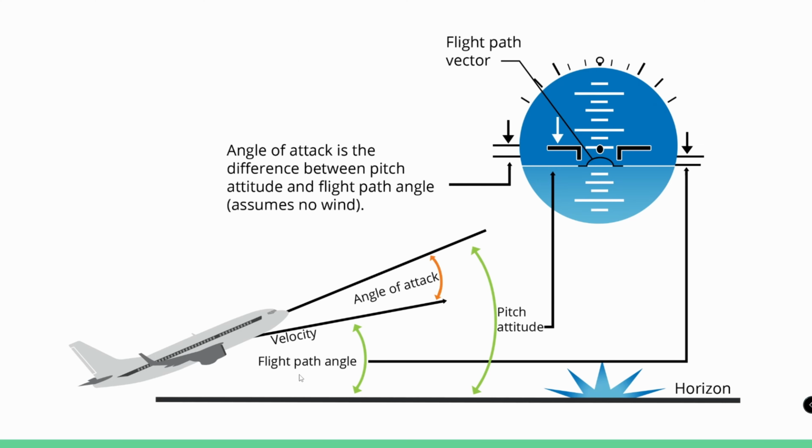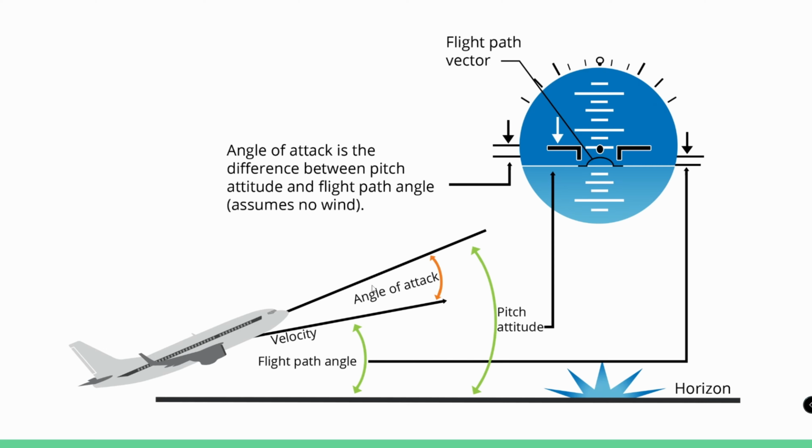Your flight path angle is the difference between the horizon and where your aircraft is actually traveling. So that flight path vector that we see on the HUD, that's where we're going. The difference between that and the horizon is the flight path angle, or where the datum's pointed and the horizon is the pitch attitude.